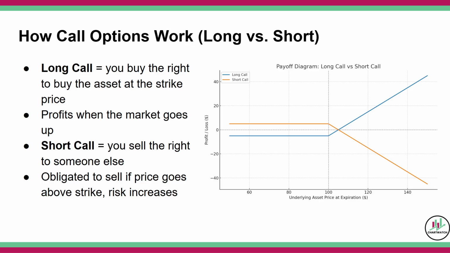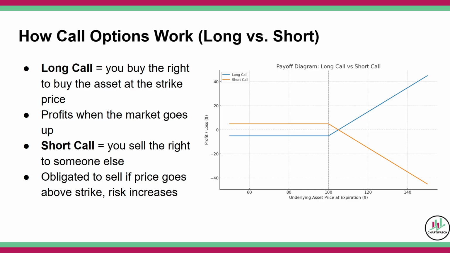When you get a long call position, you're paying a premium for the right to buy the underlying asset at a specific price called the strike price. In this example, let's say the strike price is $100 and the premium you paid is $5. If the stock price stays below 100, the option expires worthless, because since you paid $5, your maximum loss is $5, no matter how low the stock goes. That's why the blue line stays flat at -5 before $100.